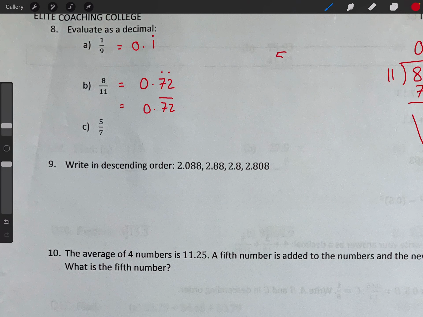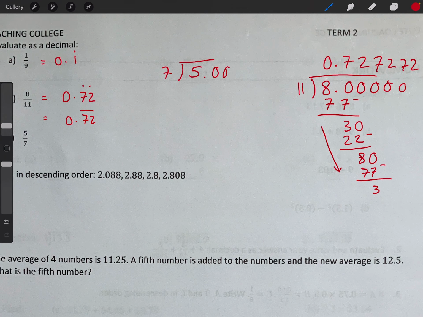So 5 divided by 7. Let's just put in a couple of decimals. 5 divided by 7 is 0. 50 divided by 7 is equal to 7. 7 times 7 is 49. And we get remainder 1, bring the 0 down. 10 divided by 7 is going to get 1. 7 times 1 is 7. Subtract, you get 3. And then bring the 0 down.